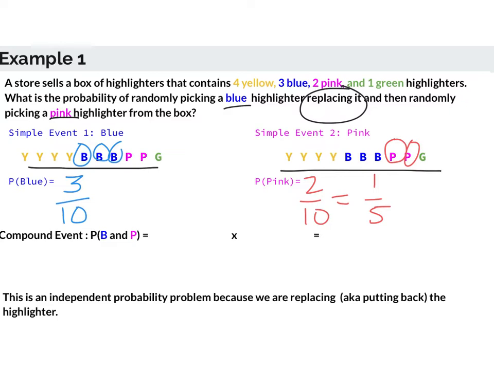So our first one is the probability of blue, so that's 3 out of 10. Then our second one was the probability of pink, so that's 1 out of 5. And we're going to multiply these because we want to know the probability of the blue happening and then the pink happening. So I'm going to multiply straight across, and I'm going to get 3 out of 50. Okay? And as a reminder, this is an independent probability problem because we're replacing, aka putting that highlighter back. And it's compound because we had two events that occurred.